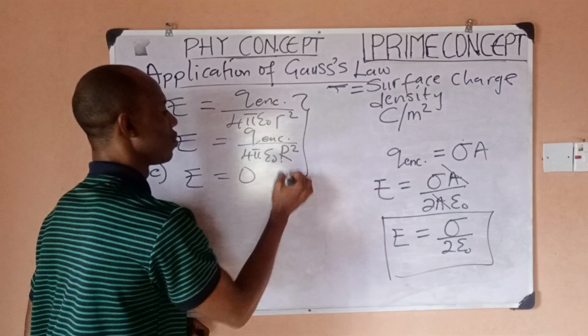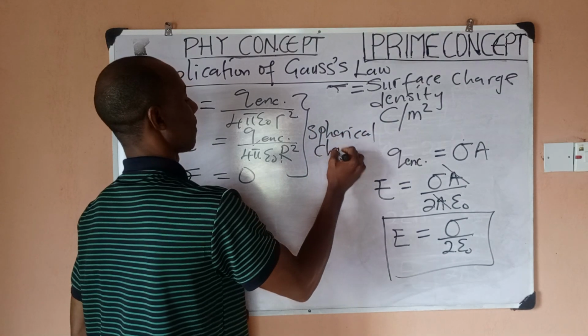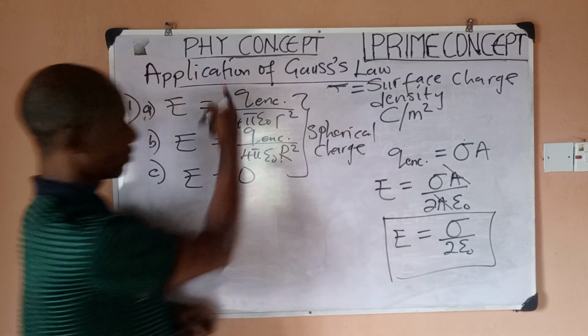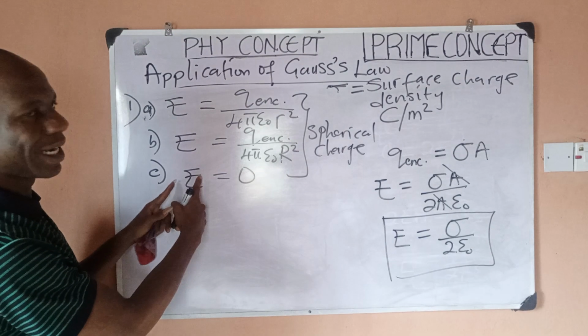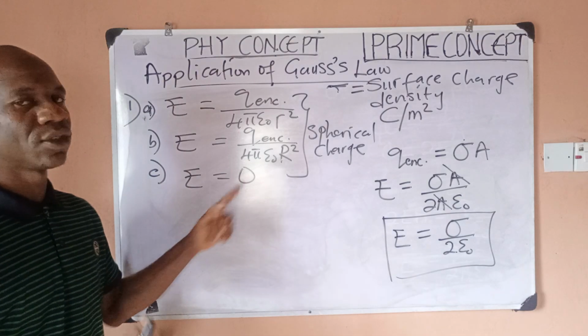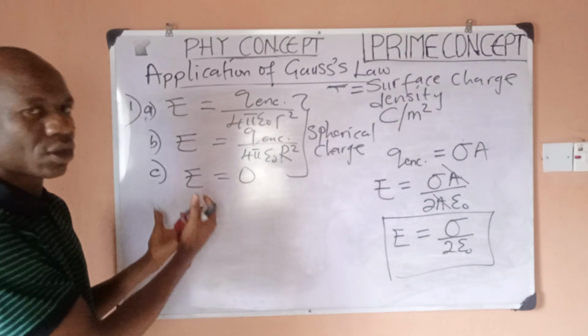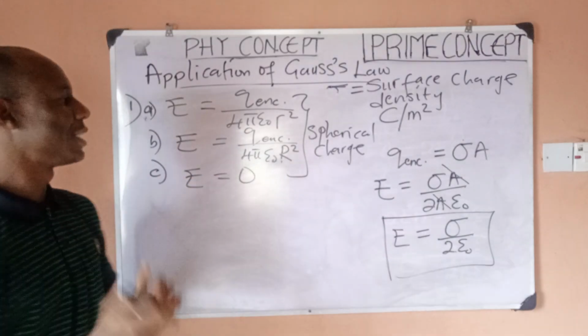So this is due to spherical charge, these three conditions. So this one is too important for you to note. Electric field at a point inside a spherical conductor is 0. Why? Because this conductor or the Gaussian surface does not enclose any charge.